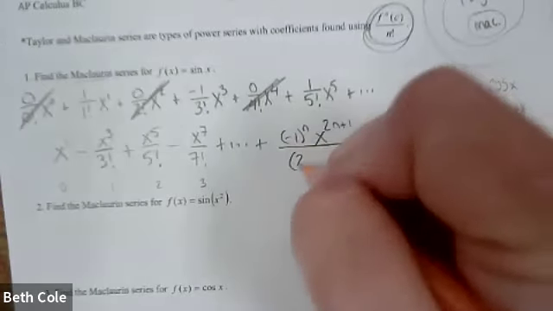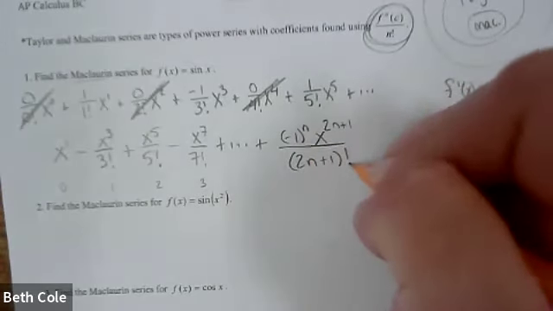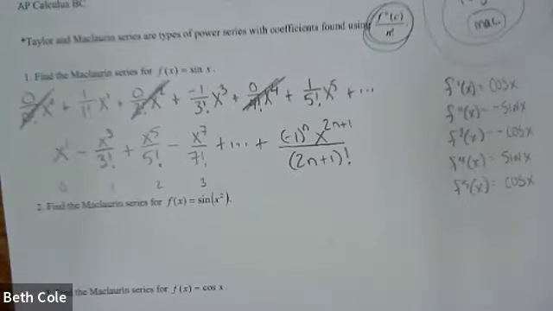Over 2n plus 1 factorial. It's the same number, so we already did it. So that's your general term. Again, that's how the directions go. Right? The first 4 non-zero terms and the general term. Now what we're going to do is transform them.